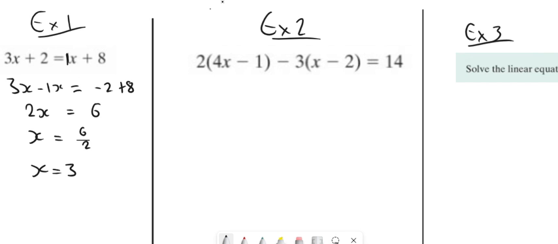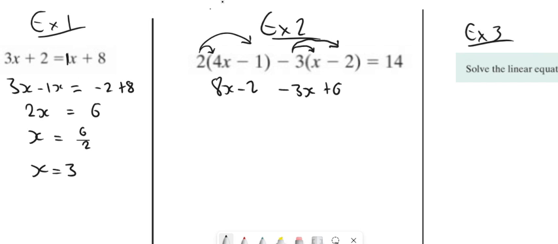The next one's a little bit more difficult. I can multiply the brackets out first. 2 multiplied by 4x and 2 multiplied by minus 1. That gives us 8x minus 2. Minus 3 multiplied by x is minus 3x. And then minus 3 multiplied by minus 2 there will give us positive 6.